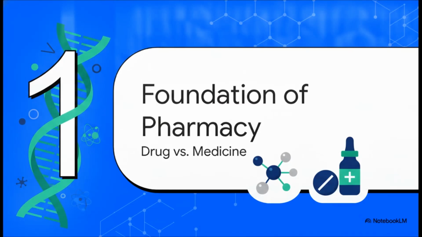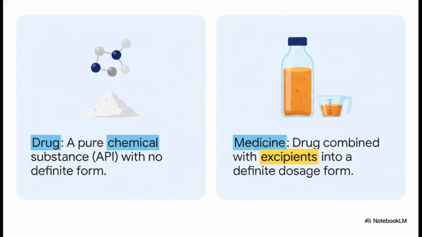Okay, let's dive right into Section 1, the foundation of pharmacy. We need to start at the molecular baseline to understand what we're actually putting into a patient's body. People often use the words drug and medicine interchangeably, but in pharmacy they're very different. A drug is a pure chemical substance, the active pharmaceutical ingredient, or API. It has an effect on a biological system, but it doesn't have a definite form. You can't just hand a patient a microscopic pile of raw chemical powder, right?